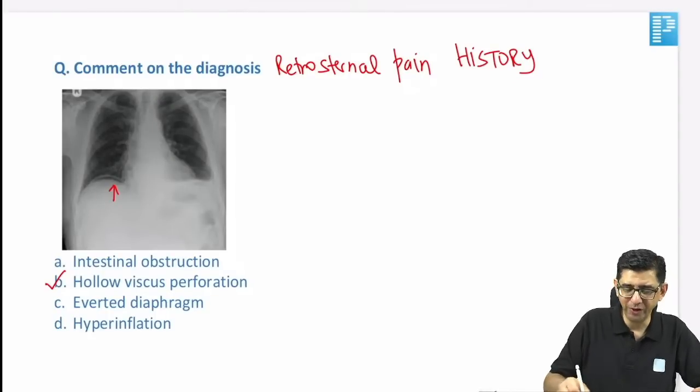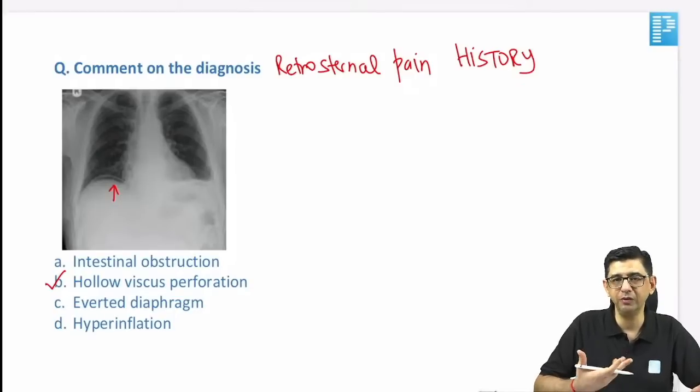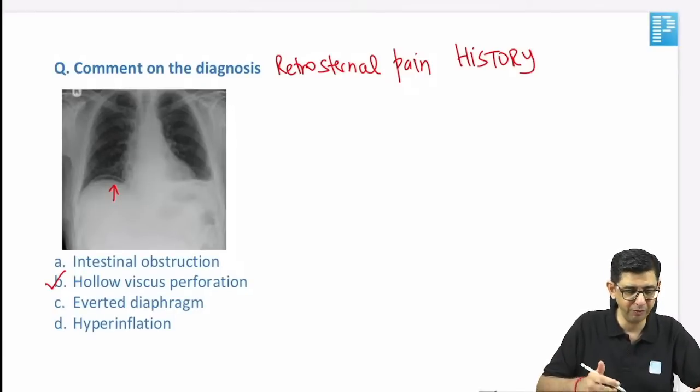Okay, fine, I get the point. It may not have been retrosternal pain. There was a history given suggestive of peptic ulcer disease, and then there is a hollow viscus perforation.